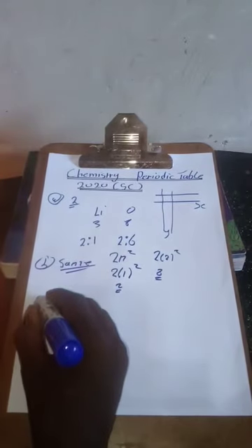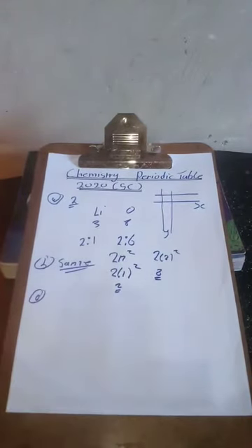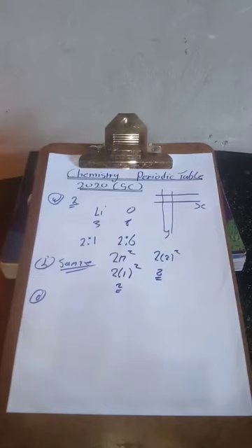Then C, answer the following questions using only the elements shown in the table. Each element can be used once, more than once, or not at all. So we have been given a list of 3 questions: question 1, 2, and 3.